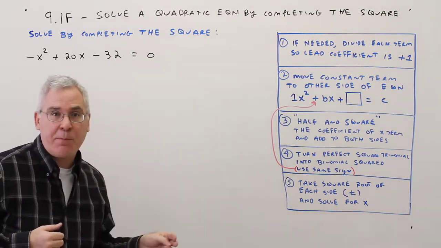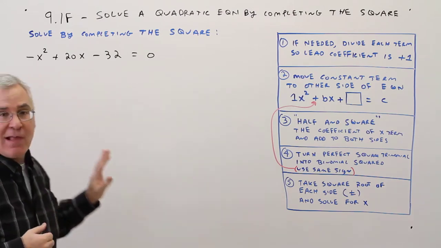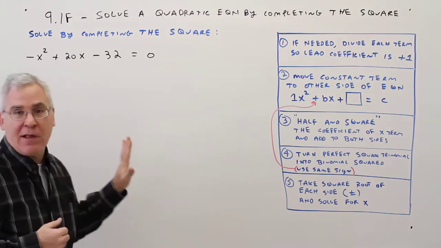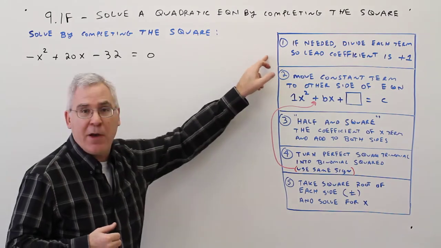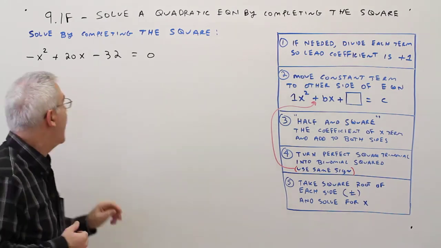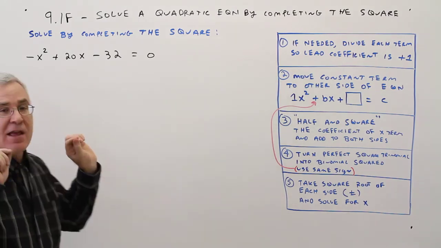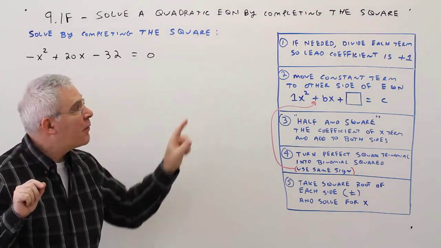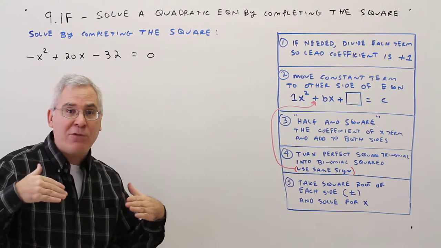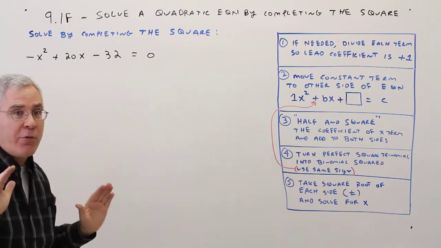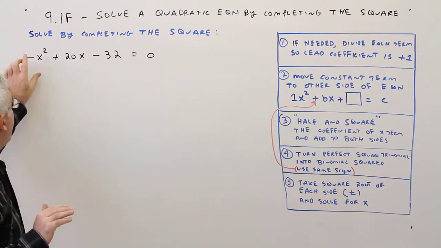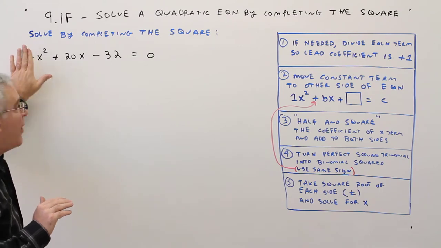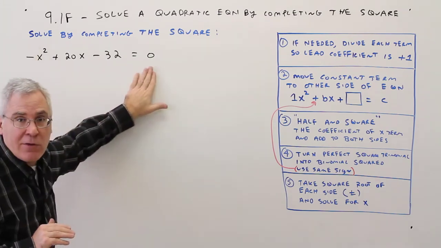Okay, I'll go through this step by step. This problem is slightly different than your example. All I did was I changed the signs so we could better learn about step 1. So step 1, if needed, divide each and every term so that the lead coefficient is positive 1. This technique only works in those cases. So for example, if you had a 2x squared, you divide every term by 2.